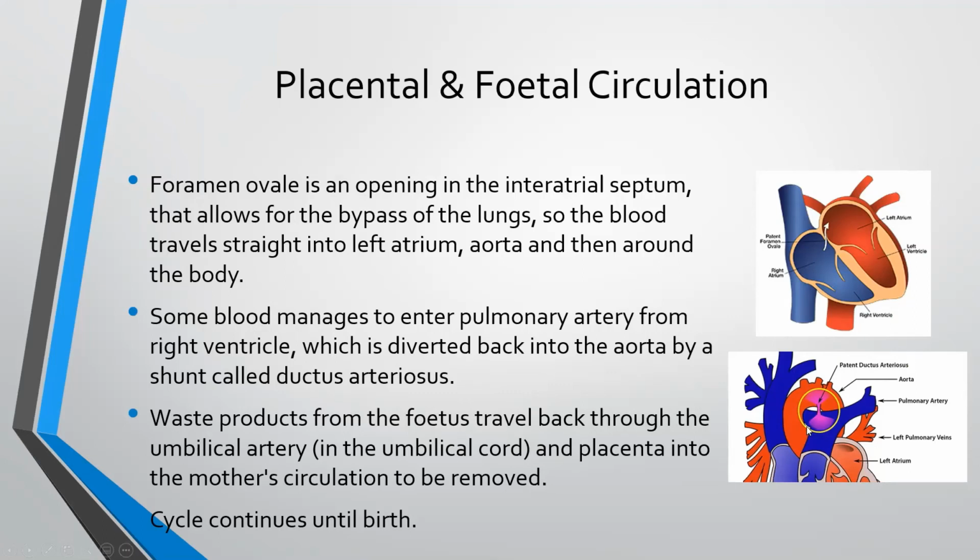This is located between the pulmonary artery and the aorta, right here in this bottom diagram. So the waste products from the fetus have to travel back through the umbilical artery in the umbilical cord, and then into the placenta, into the mother's circulation to be removed. This cycle then continues until birth in the fetus.